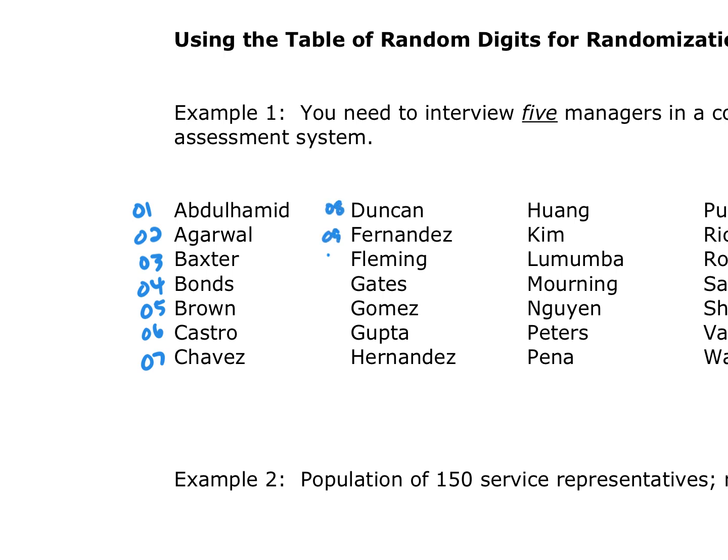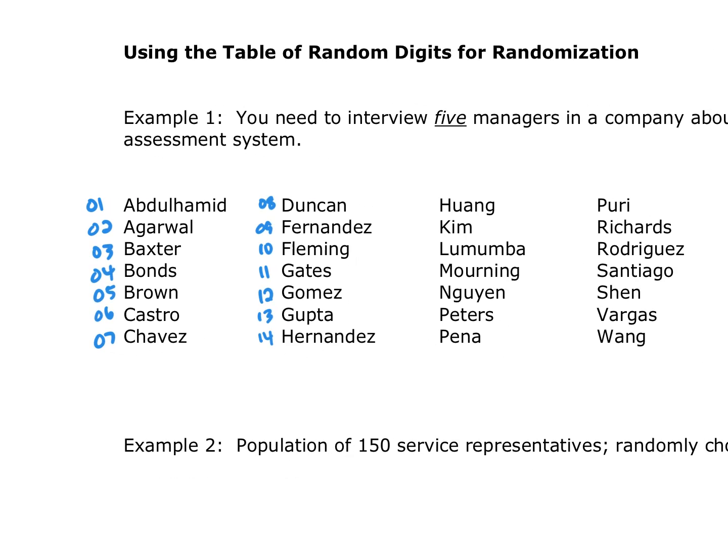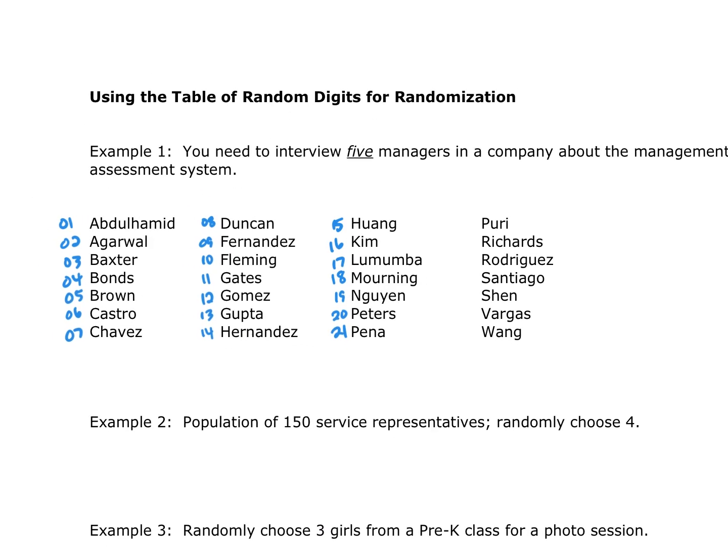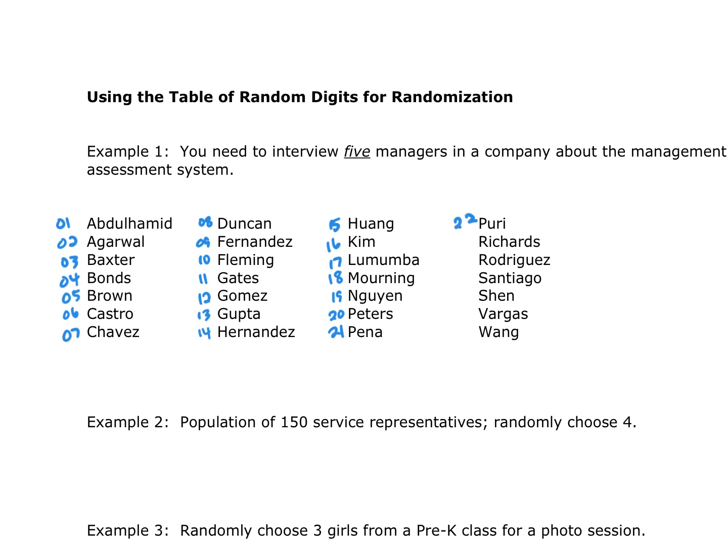Castro. Chavez, what is this name? Gupta. What's the name? 22. I just pulled this question out of a textbook as a resource, so.